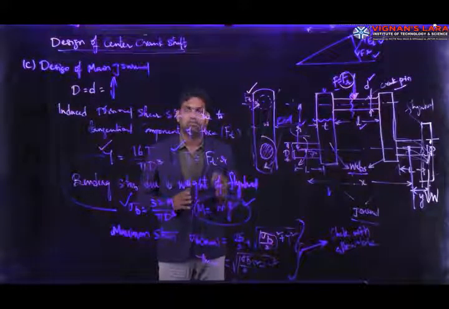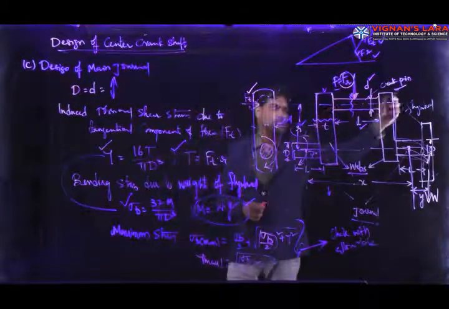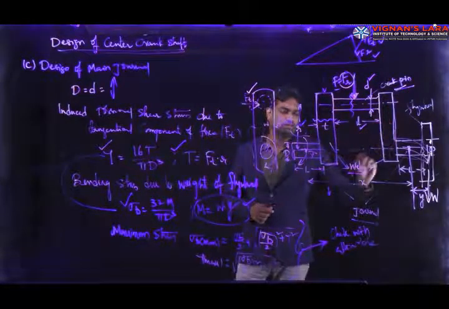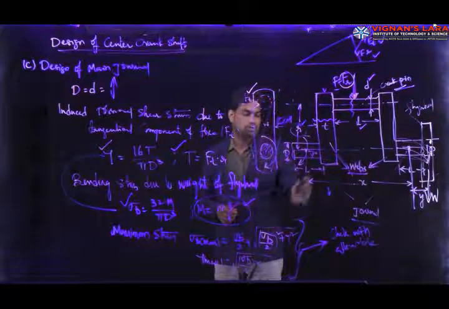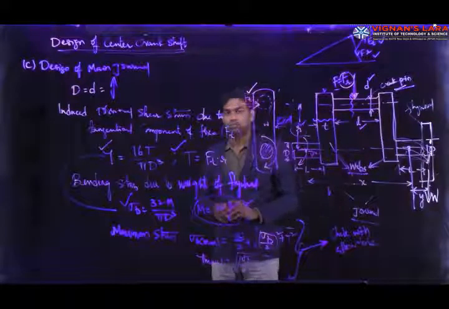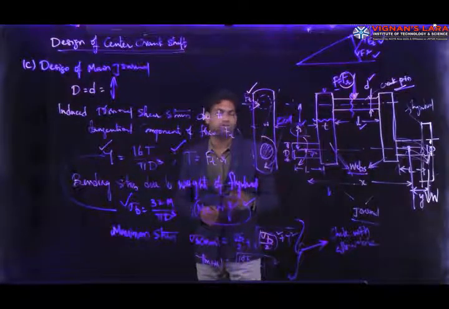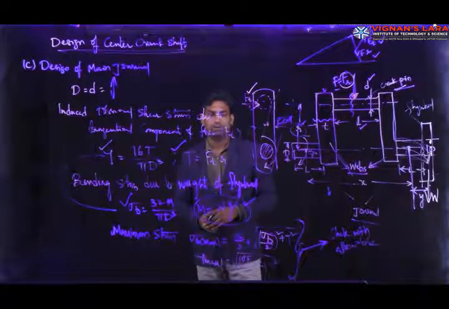After finding the dimensions of the crank pin as well as the webs, here we have two webs and the journal, so we can find the remaining dimensions or proportions that are available in the design data book.